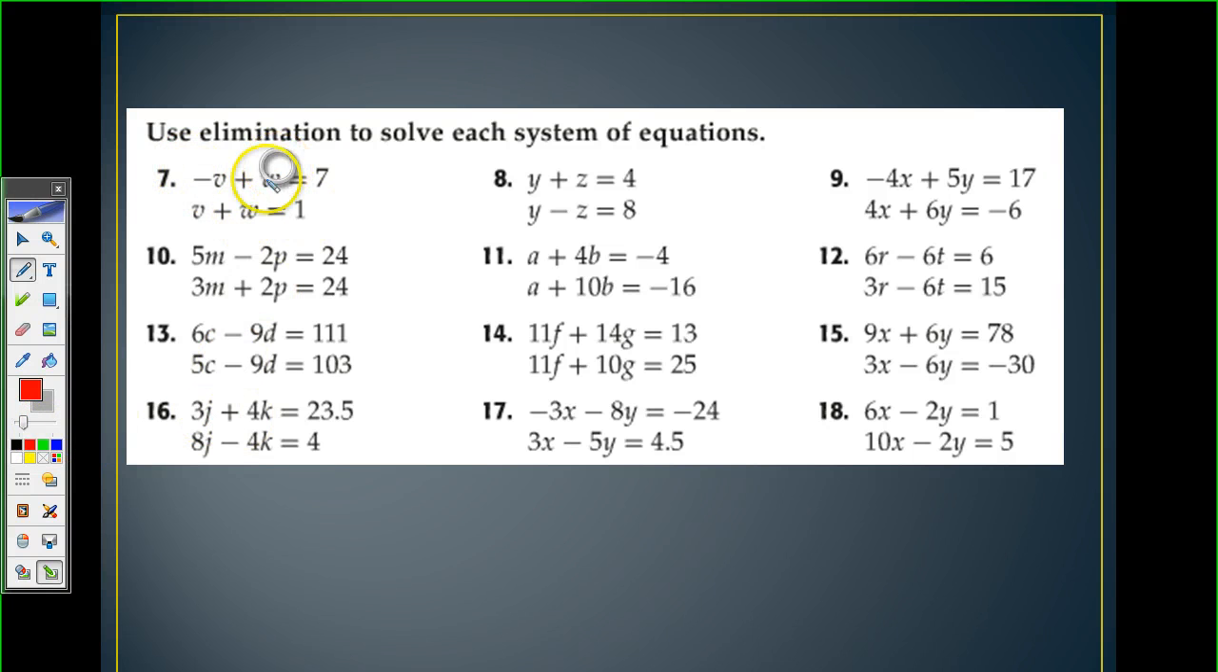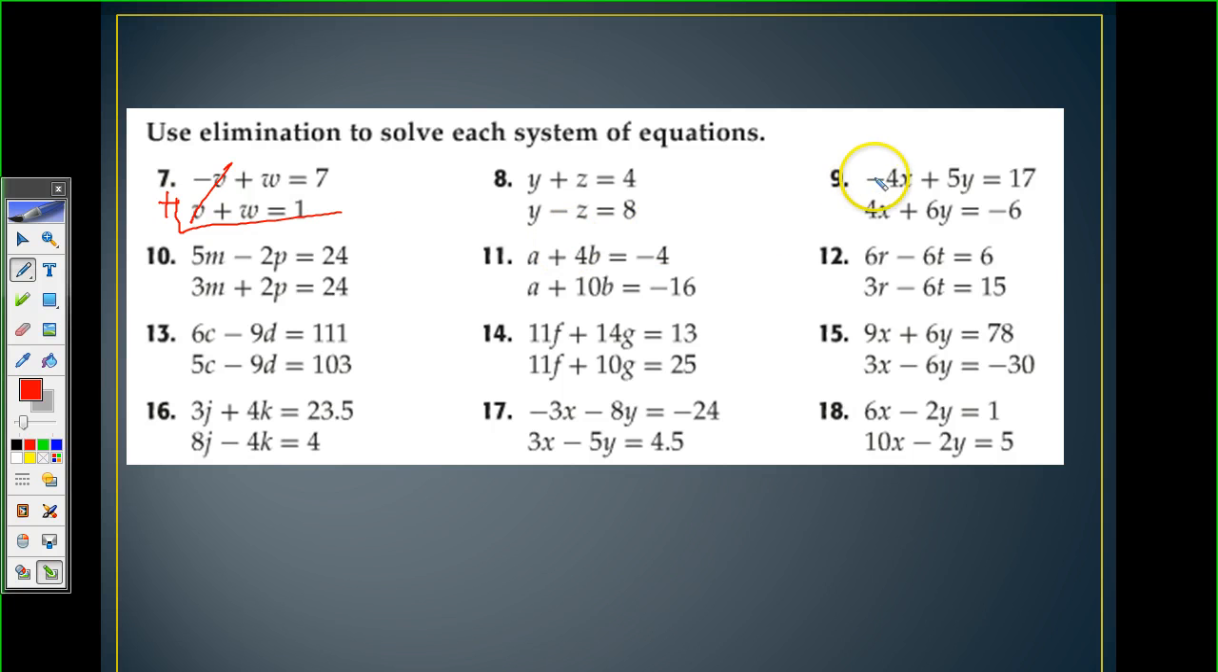If you want to subtract, you get rid of the w's. So if you subtract, you get rid of the w's, solve for v, and then solve for w. If you choose to add here, that works the same way, because when you add negative v plus v, that's going to get rid of the v, and you get 2w equals 8. You can solve for w and then solve for y. So that one works for either or.